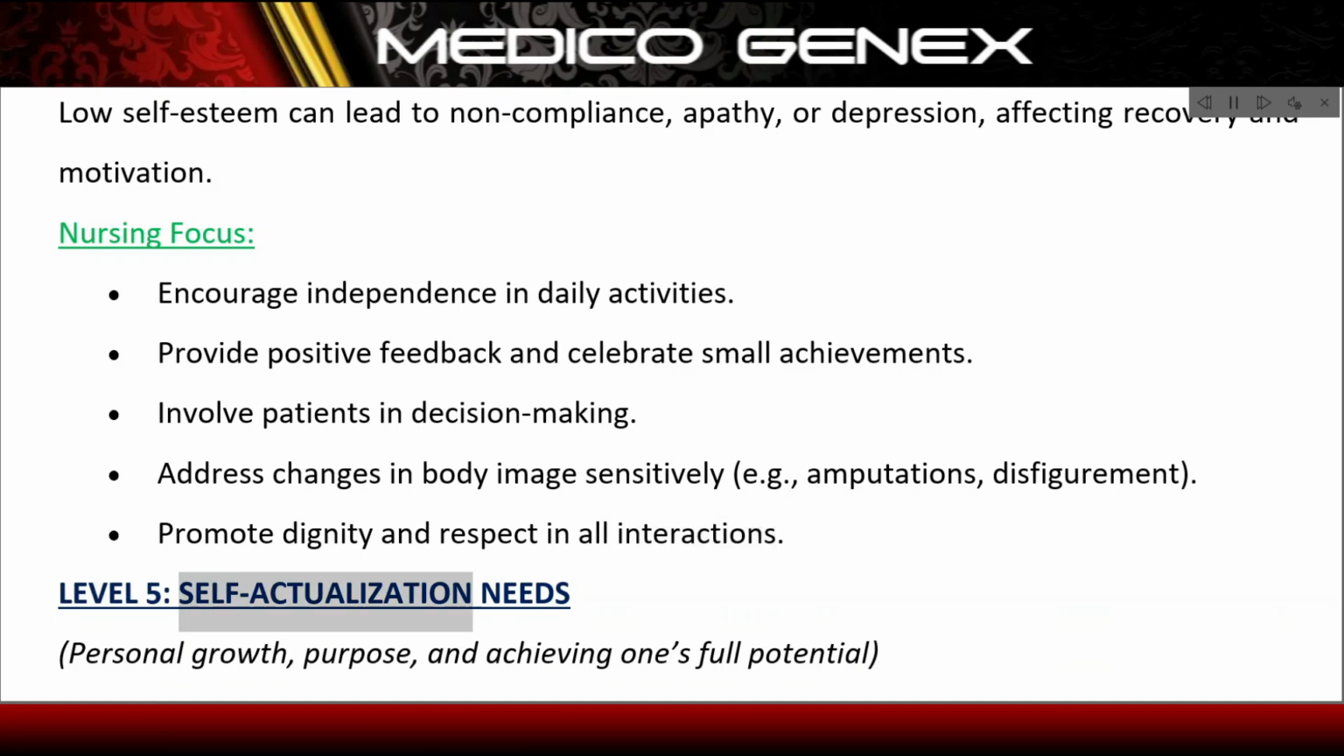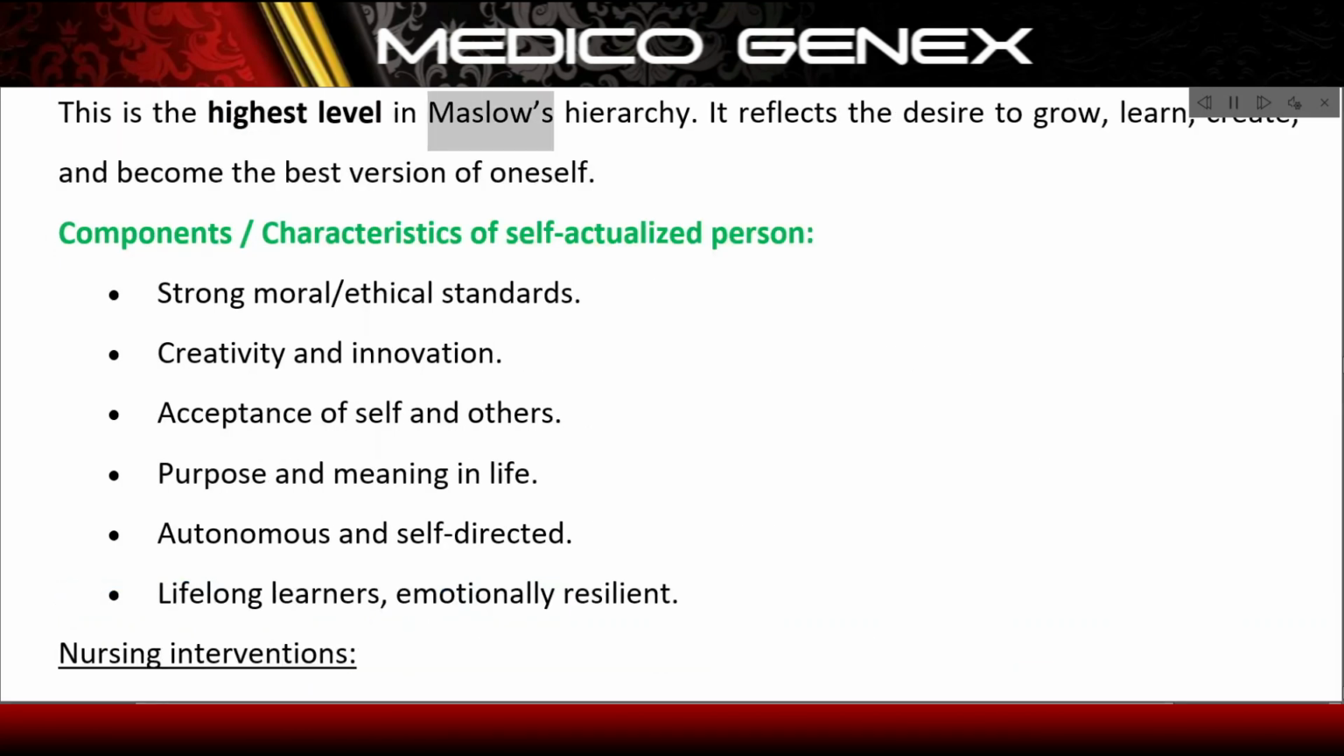Level 5, self-actualization needs: personal growth, purpose, and achieving one's full potential. This is the highest level in Maslow's hierarchy. It reflects the desire to grow, learn, create, and become the best version of oneself.